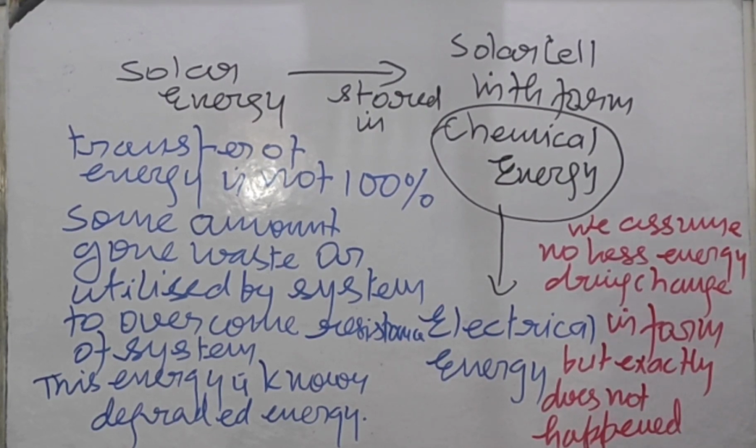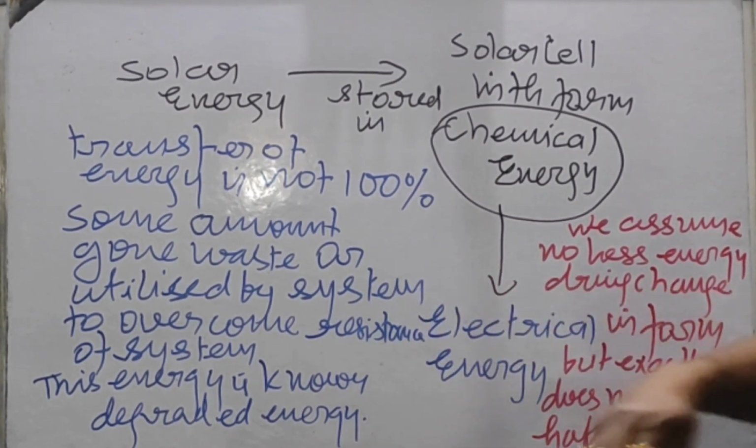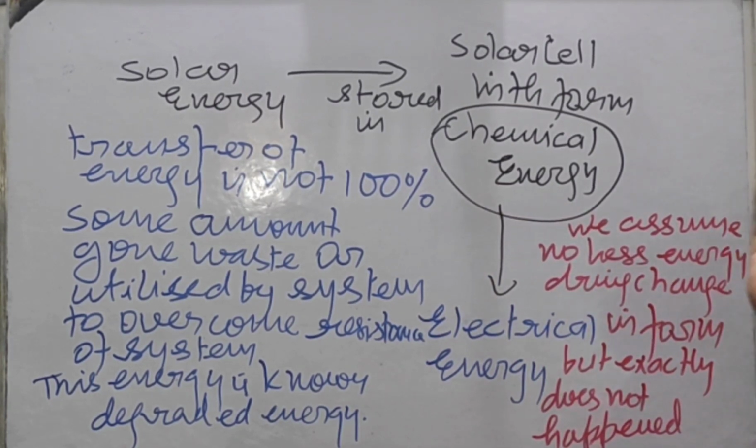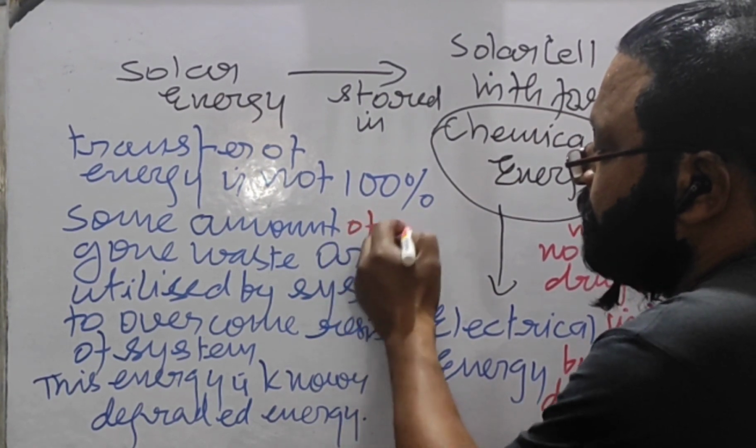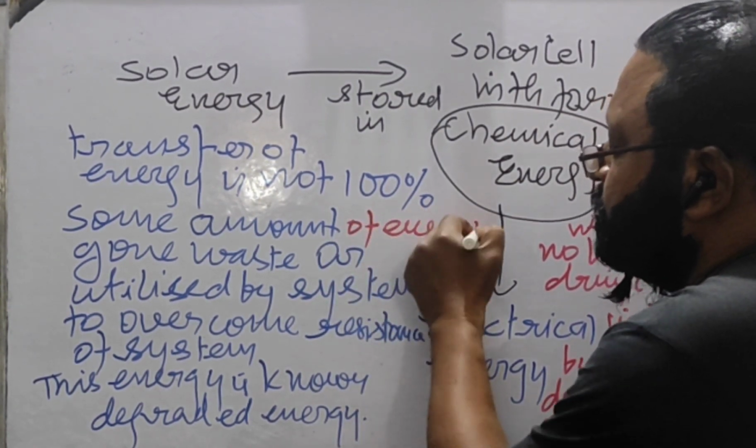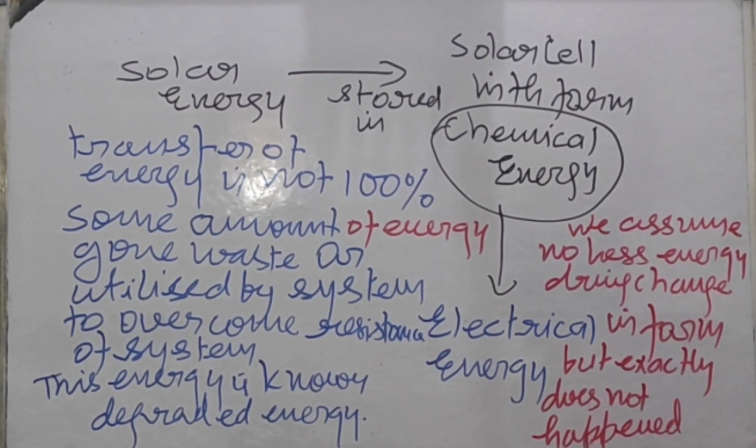If you are asked about degraded energy, you will write that the energy which gets wasted while transferring from one form to another form, some amount of energy gone waste or utilized by the system to overcome the resistance of the system. This energy is known as degraded energy. I hope you understand.